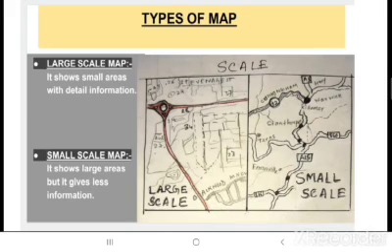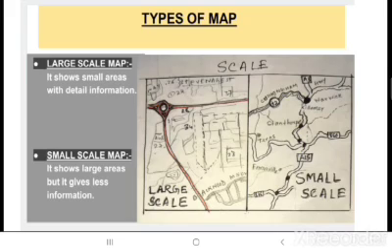Now when we deal with maps, we deal with two kinds of maps, large scale map and small scale map. Now large scale map means what? They are the maps which have a small area with detailed information. Whereas small scale maps cover large areas but give us less information.